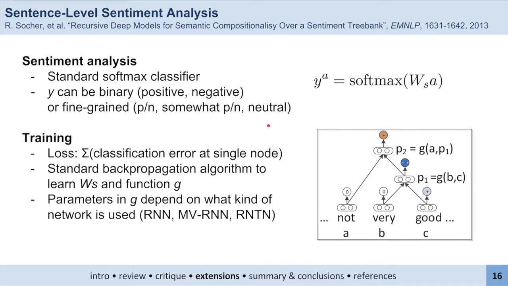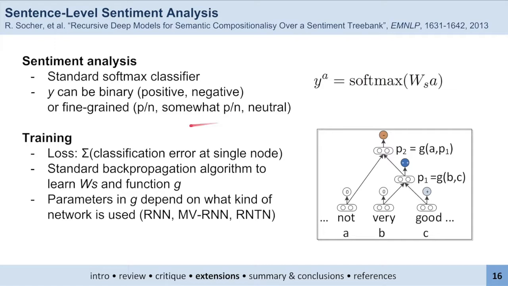They perform sentiment analysis with a standard softmax classifier, as shown here. For example, if we want to classify the word "not", we multiply its vector a with a matrix Ws, and then softmax, and then we get an output. This output y can be either binary, which is positive and negative, or it can be fine-grained, which means more levels of sentiments. Here, positive, negative, somewhat negative, and neutral.